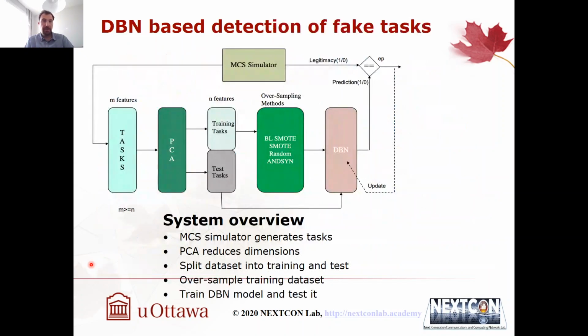So what we basically do here is, this is our system model. So our tasks are generated by an existing mobile crowd sensing simulator, which is open source, and we provide the reference in the paper for this one. So this simulator generates the tasks. So those tasks can be legitimate or illegitimate. So we also have an attack model that we use to design the illegitimate tasks here. But this paper focuses on detecting the fake tasks, not generating.